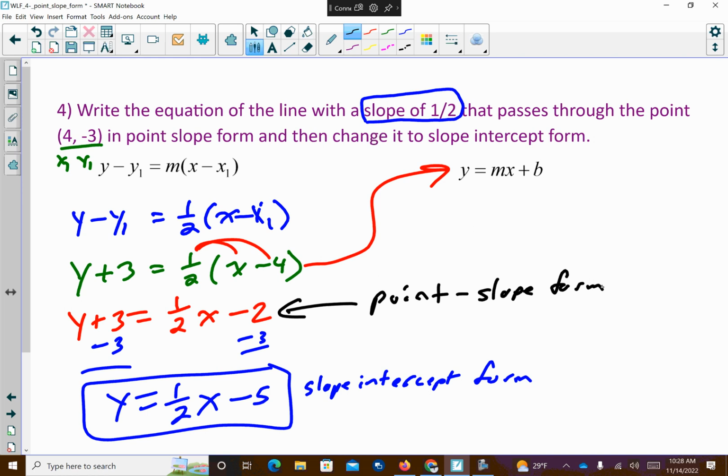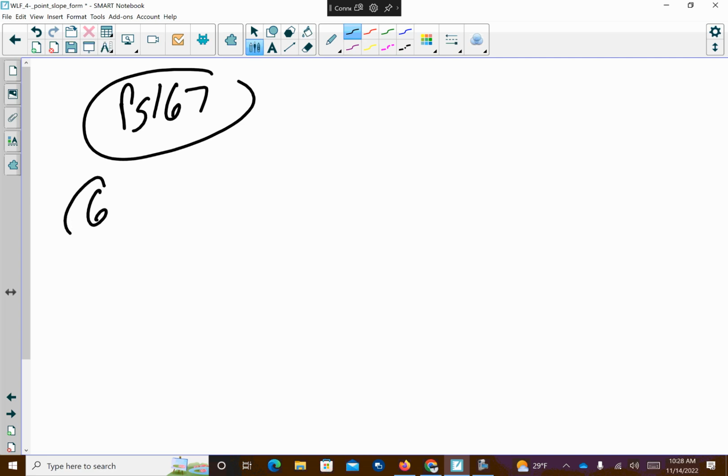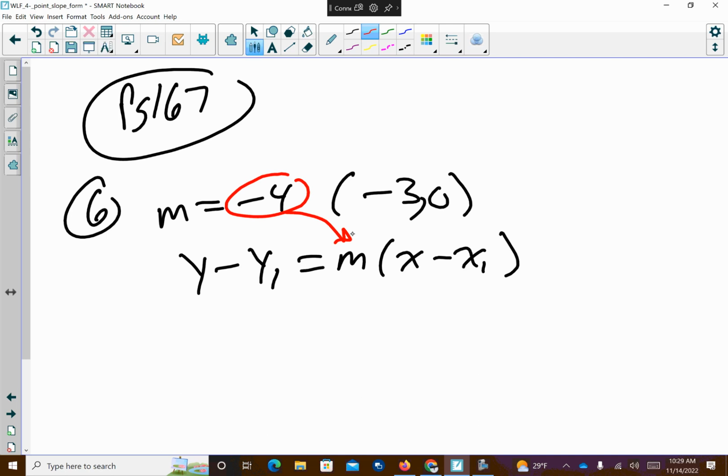Okay, so let's take a look at page 167, and let's try a couple of these. Let's go to number 6. So I know this is my point slope equation. This plugs in directly. These get plugged in as opposite value.